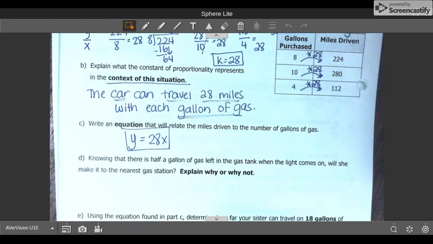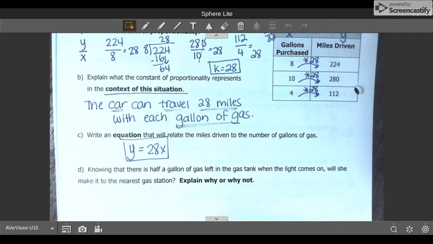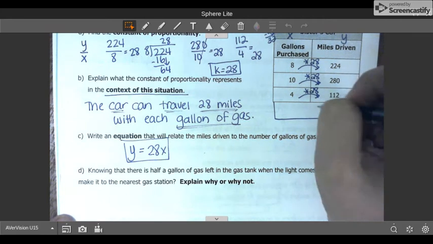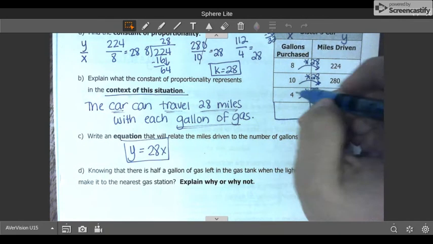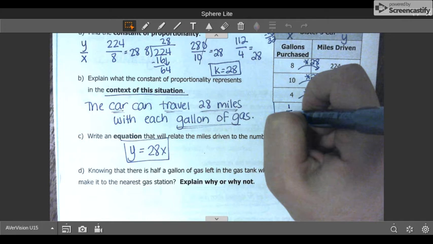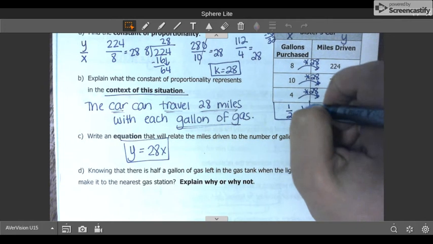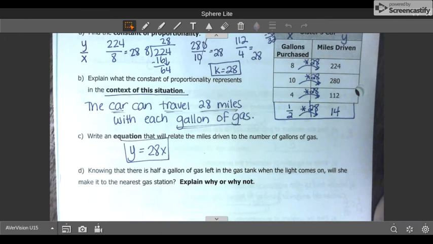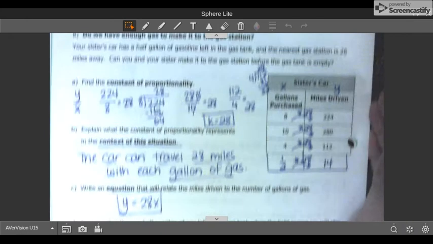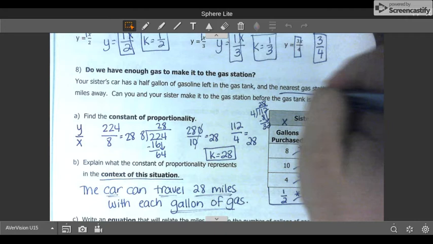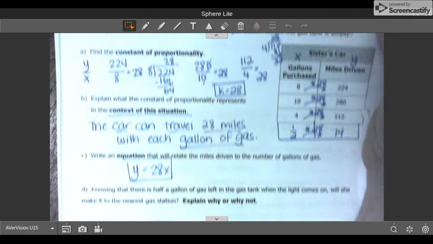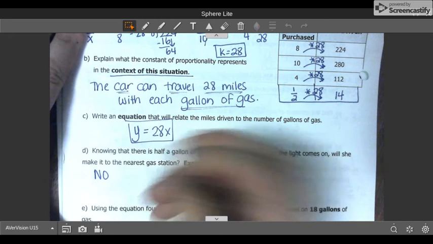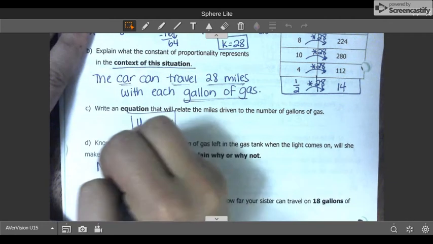Knowing that there's a half of a gallon of gas left in the gas tank when the light comes on, will she make it to the nearest gas station? So, how many gallons of gas does she have left? She has a half of a gallon left in the tank. How far can she get with that? 14 miles. How far away is the nearest gas station? 26 miles. So can she make it to the gas station? No.